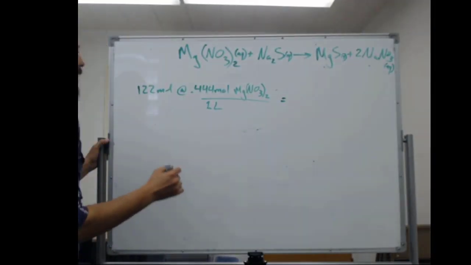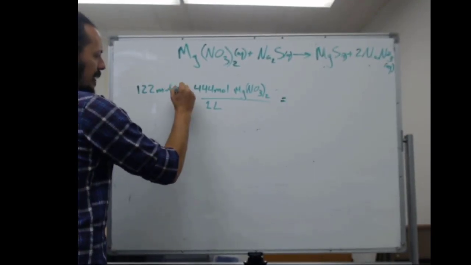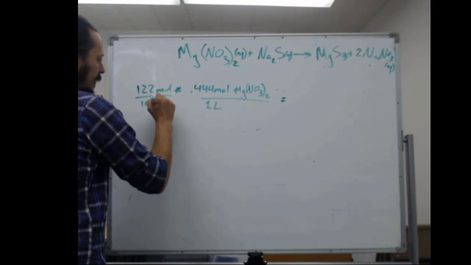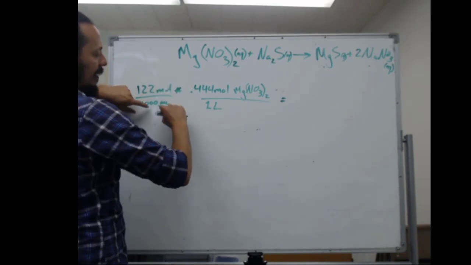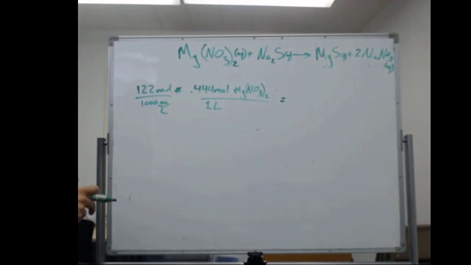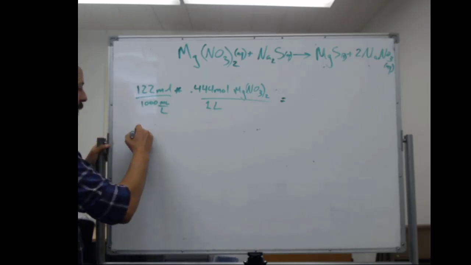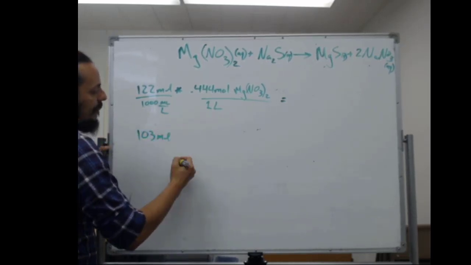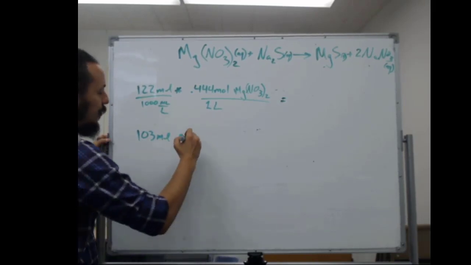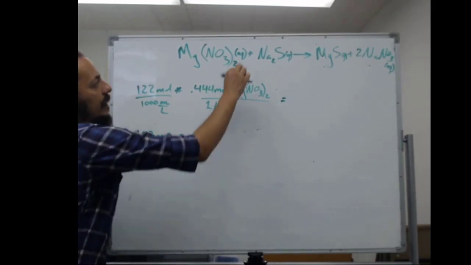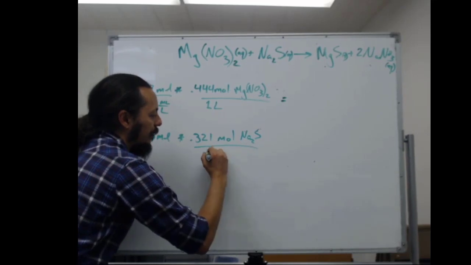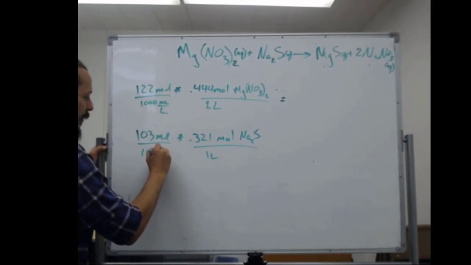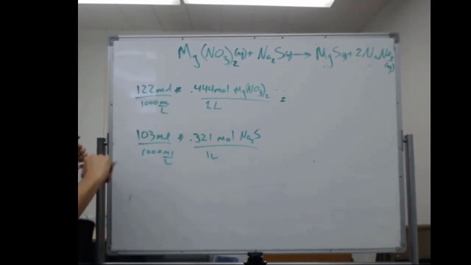We'll calculate the moles of magnesium nitrate. This is just going to be a multiplication dividing by 1,000 milliliters per liter. This will get us into canceling out liters and just getting us a number of moles. And we're mixing with that 103 milliliters of 0.321 molar sodium sulfide, which is 0.321 moles of sodium sulfide for every 1 liter. Again, converting to liters. We plug that into our calculator.